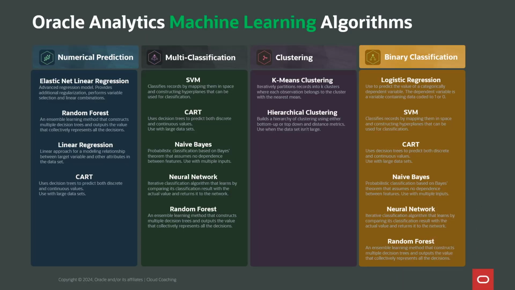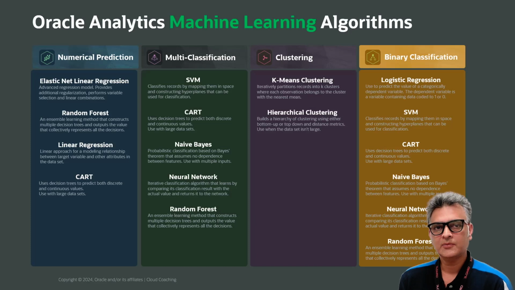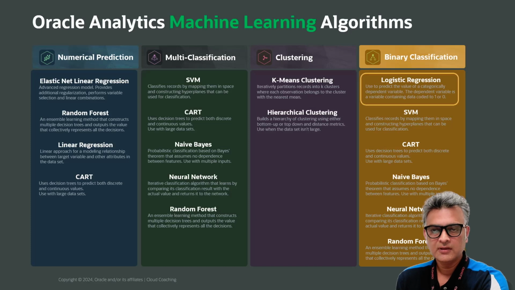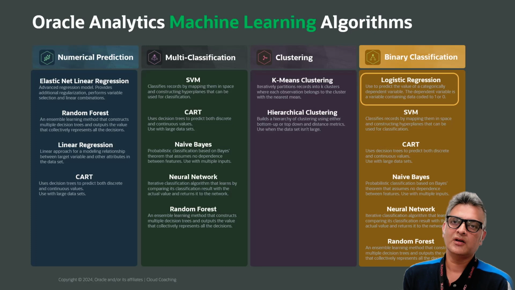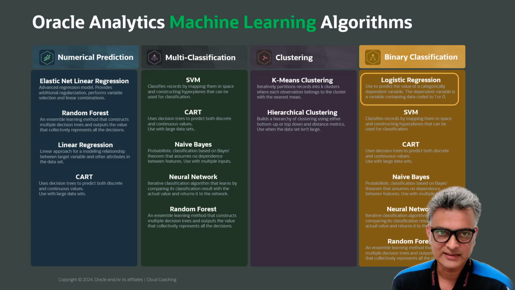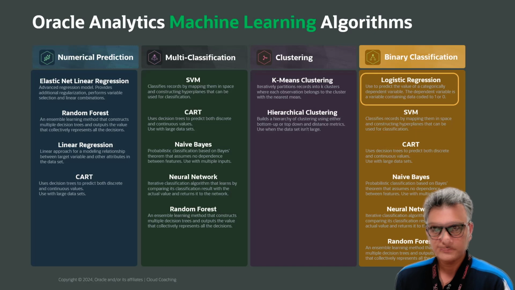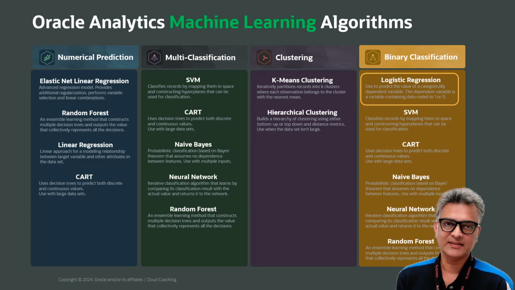Now, in this slide, what you see are the various machine learning algorithms that are available within Oracle Analytics out of the box. We have algorithms for numerical prediction, classification, both binary and multi-classification, as well as clustering. In the previous video, I talked about the naive Bayes machine learning algorithm. And in this video, we will be talking about logistic regression. As you can see, logistic regression is a machine learning model used primarily for binary classification. So now let's deep dive and understand what logistic regression is all about.